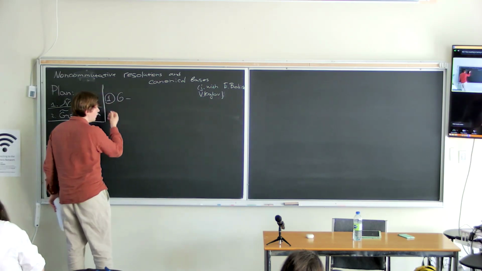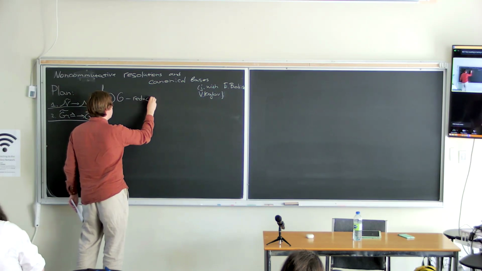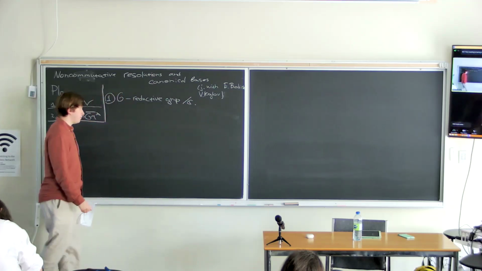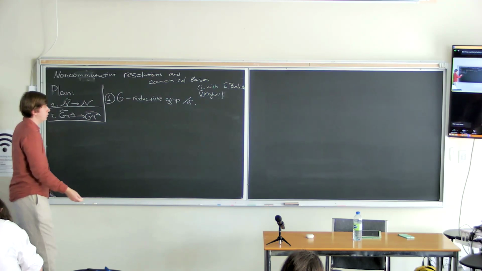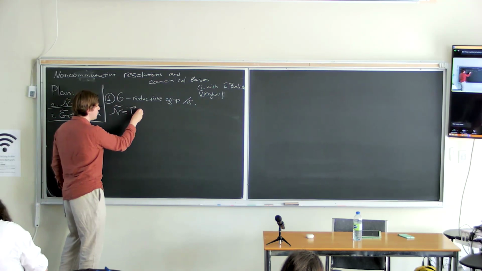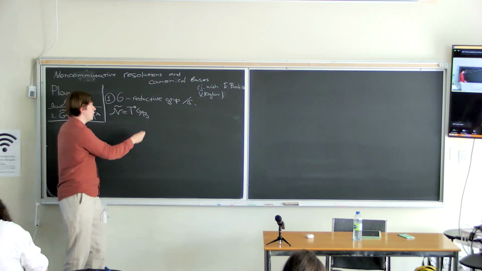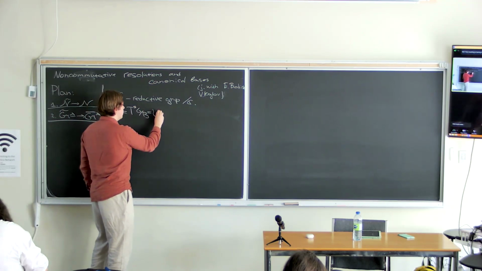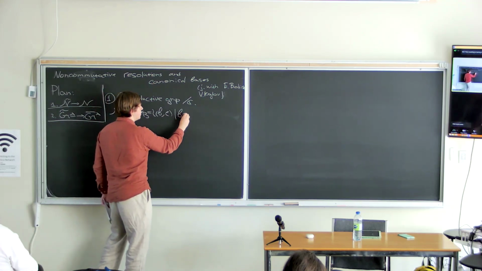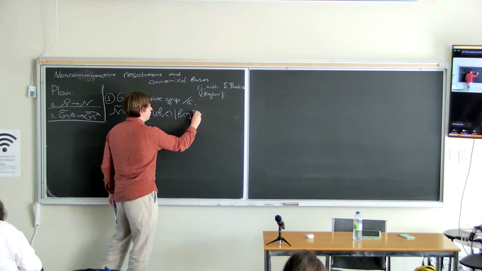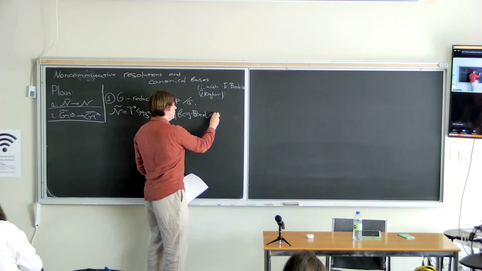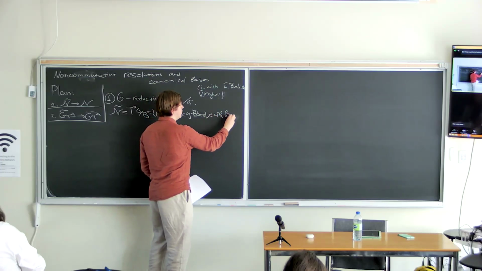So, let G be a reductive group over complex numbers. And we'll consider the Springer resolution. So what it is, N tilde is the cotangent bundle to the flag variety, which can be described as the set of pairs B and E, where B is a Borel subalgebra inside g, and E is a nilpotent element inside B.